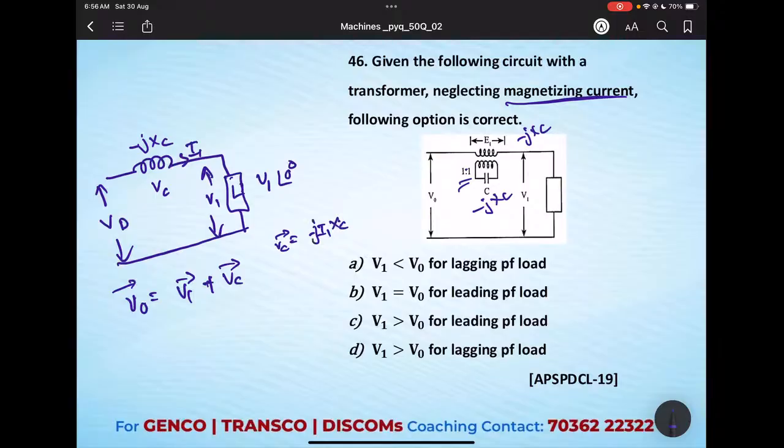Let's write down the phasor diagram. Let's take V1 as reference at an angle 0. They are asking about two types of load, lagging and leading. Let's consider a lagging load first. If it is a lagging load, the current I1 is going to be lagging. This is I1. Let's extend this phasor for some more distance.